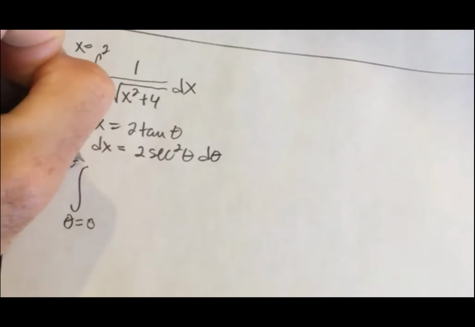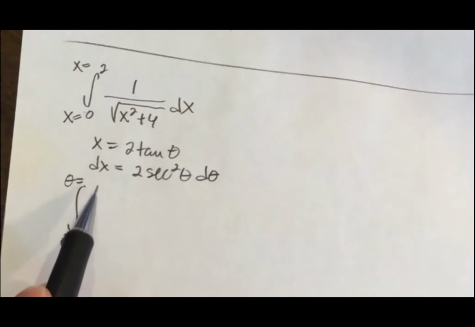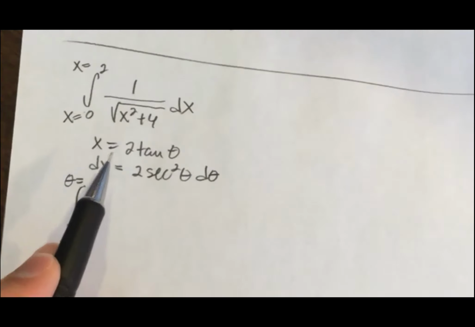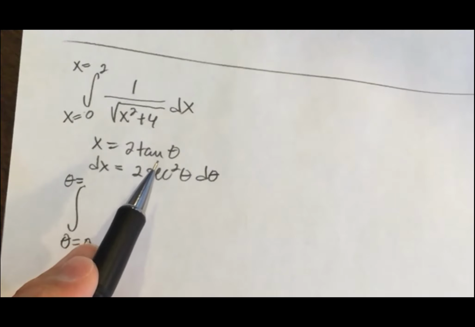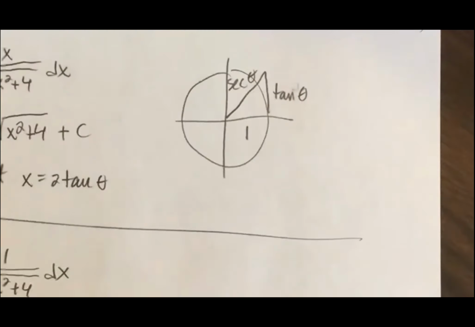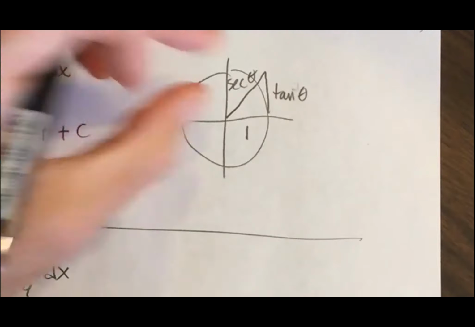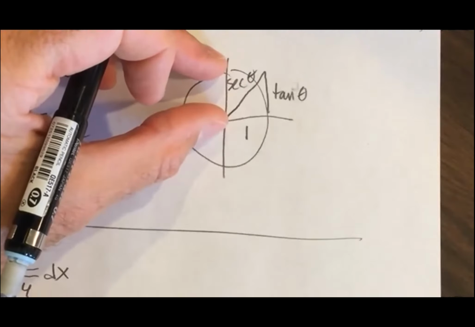And then theta equals, well, when x is 2, 2 divided by 2 is 1. Do you know any angles whose tangent is 1? Pi over 4. This length right here has to be 1. What angle? Pi over 4.